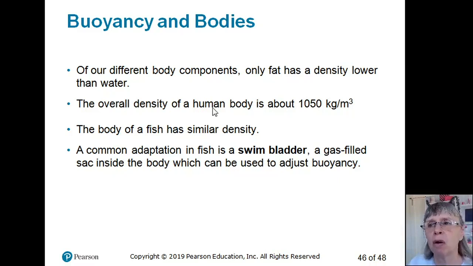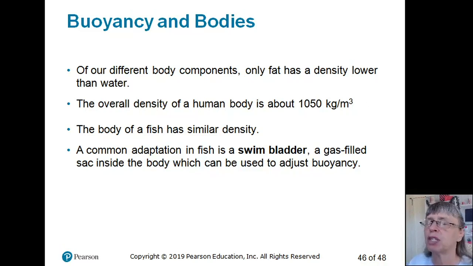So the air in our lungs is expanding the volume. This is pretty close to the density of water. So if you get a big lung full of air, that means your volume is increased and your density will decrease and you can float. The fish has a very similar thing called a swim bladder, where it can fill that bladder up with air and float, or it can expel the air out of that swim bladder and sink.